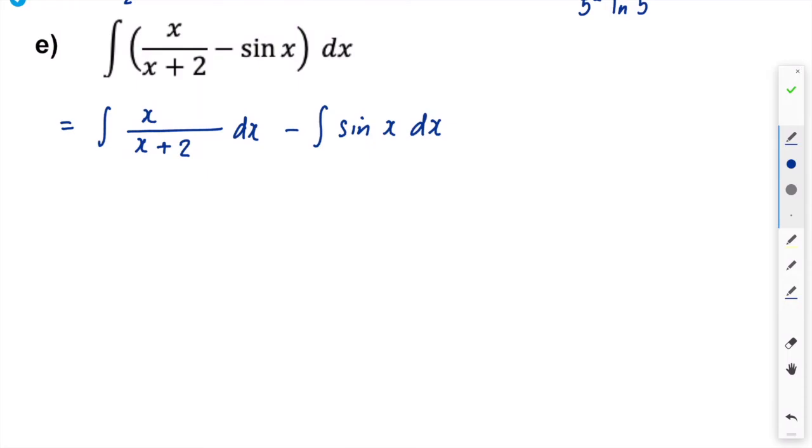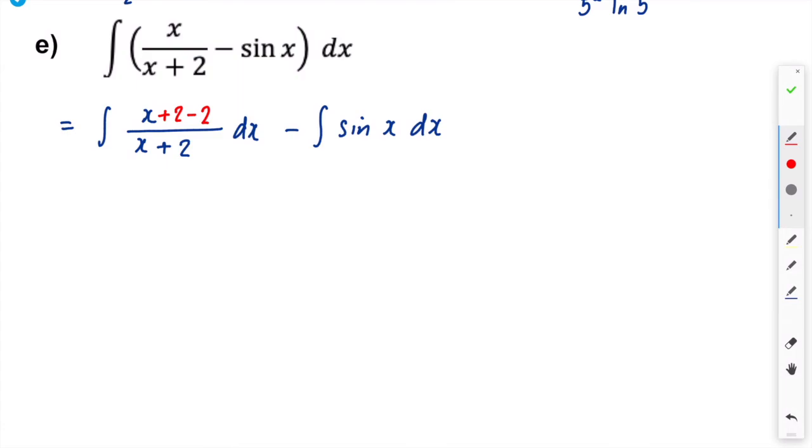Okay. Taking a closer look at the first term, x over x plus 2, when I take the derivative of x plus 2, it doesn't give me x. So I can't apply that reverse chain rule here. What can I do? Sometimes you need to be bold. You have to pave your own path by coming up with a way to decompose this rational expression.